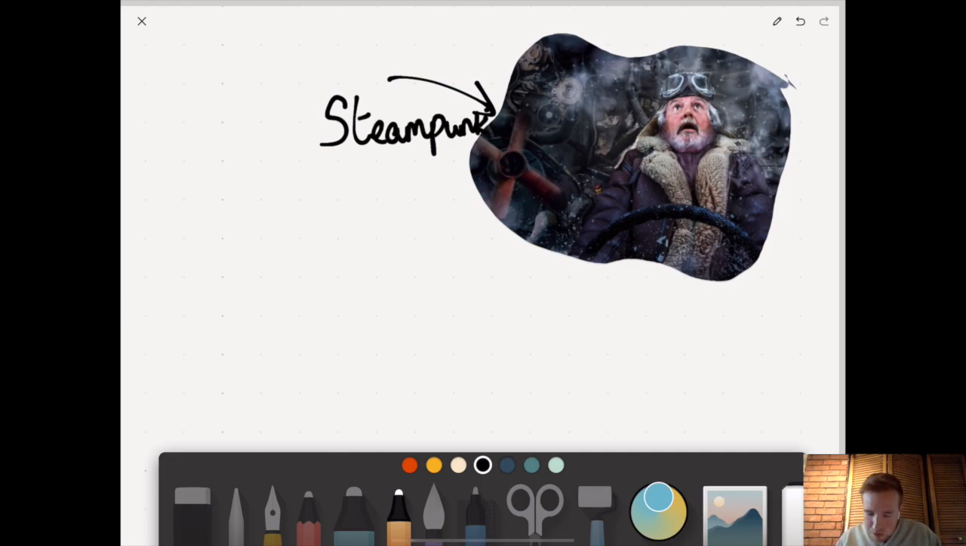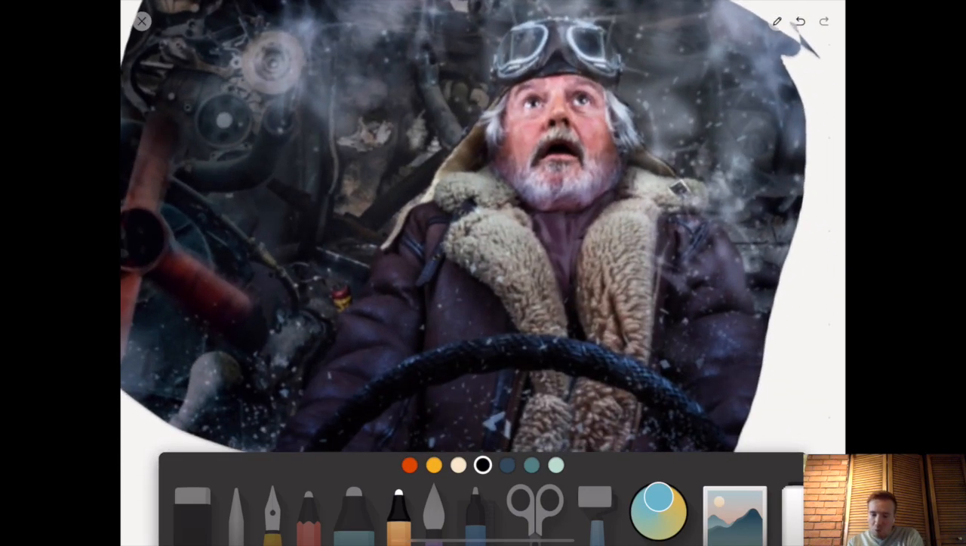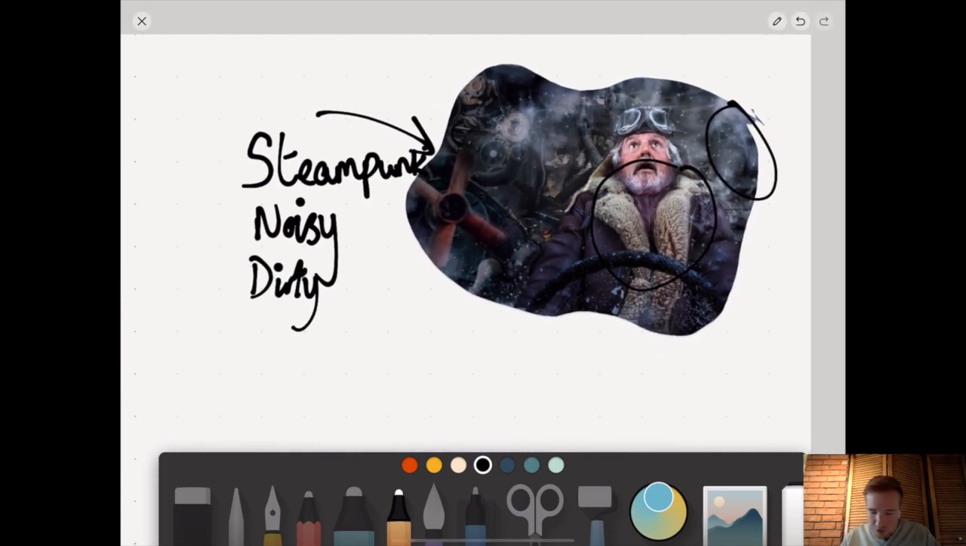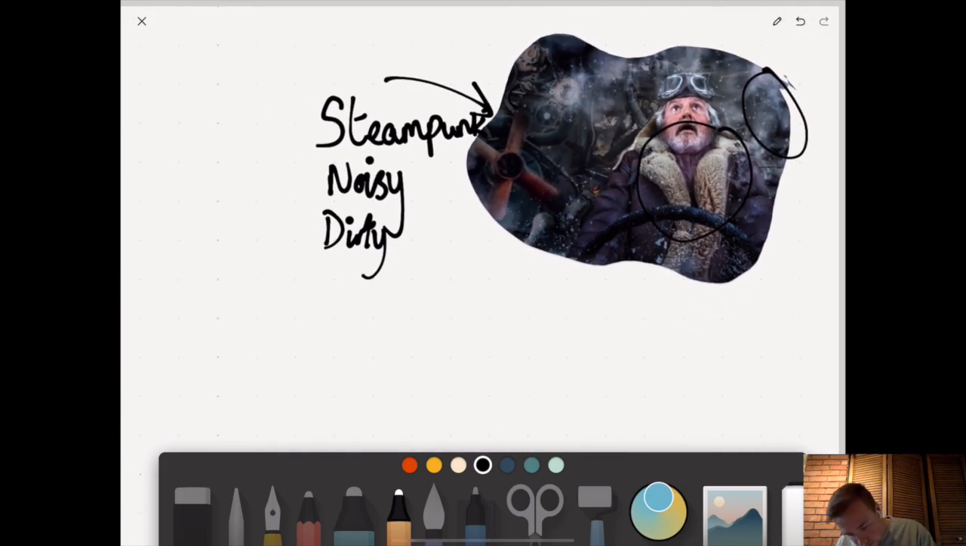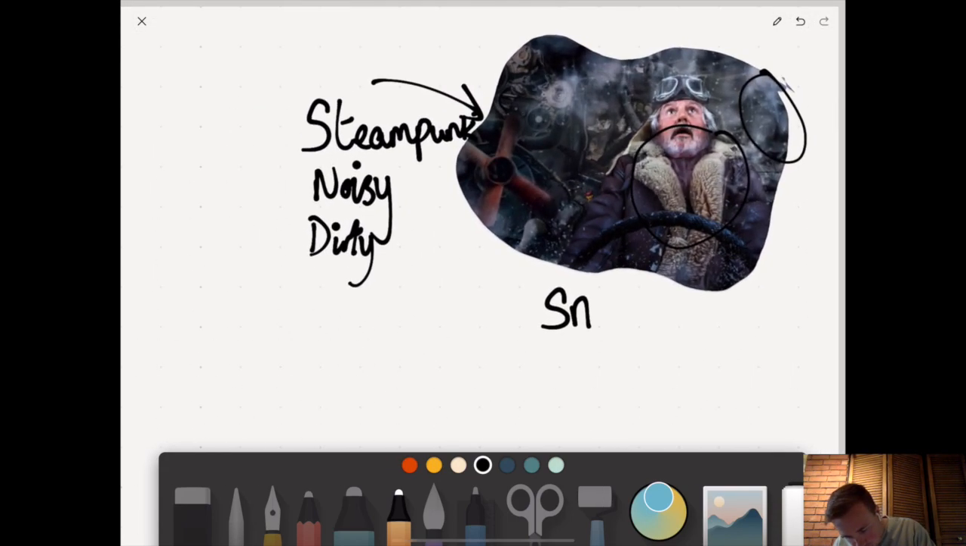So quite steampunky, noisy, dirty as well. Quite dirty, sort of throw out a lot of pollution. He's an explorer. You can see from his sort of get-up here that he's an explorer. You can see bits of snow here. He's dressed for cold weather, and that looks like snow. So we're looking at a snowy setting, which it says already in the sentence, doesn't it? So we could be thinking of some description for that.